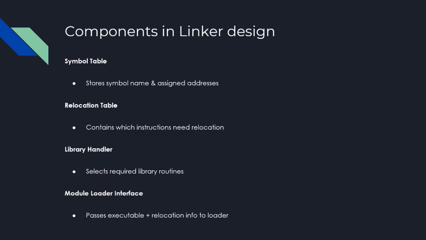Now let's study the components in linker design. A linker uses several internal data structures and components. One is a symbol table that stores symbol names and their assigned addresses. Another is a relocation table that lists which instructions need address modification. Then a library handler that picks required routines from libraries. And finally, a module loader interface that sends executable output to the loader. Together, these components ensure smooth and complete linking.